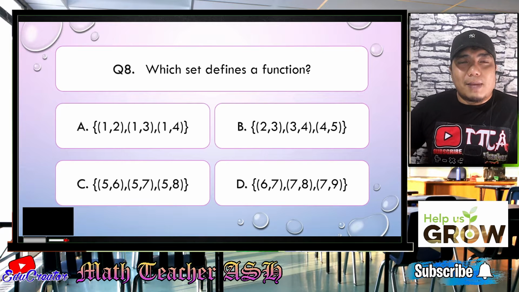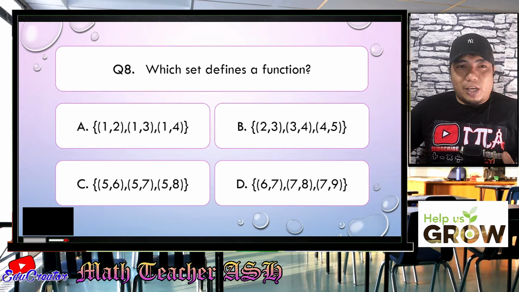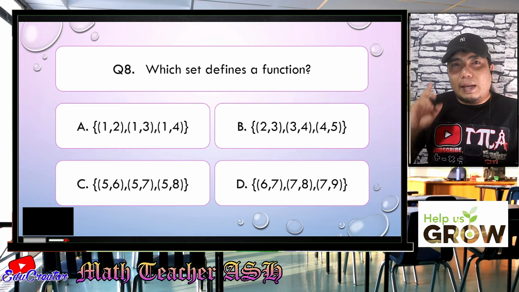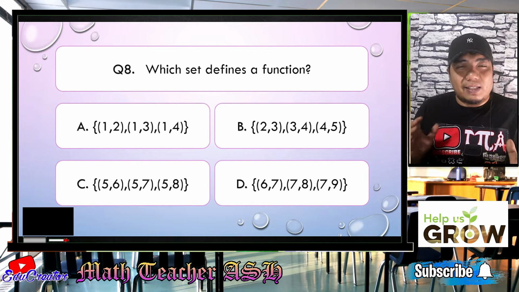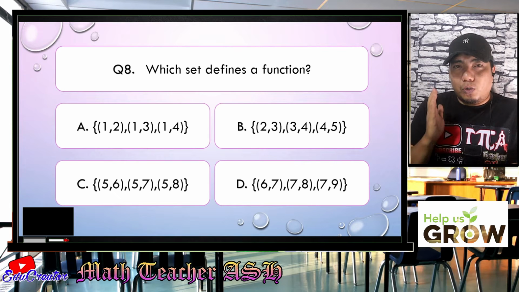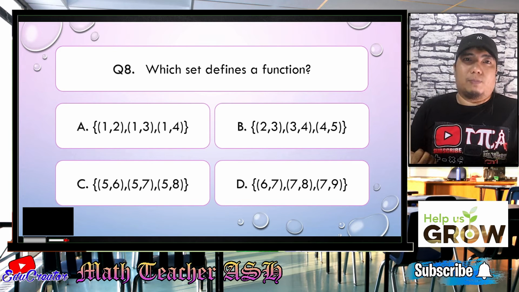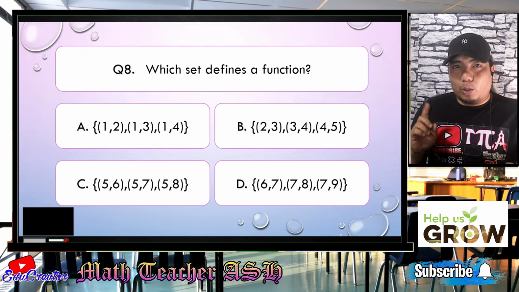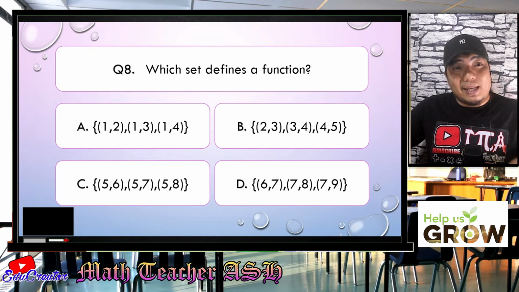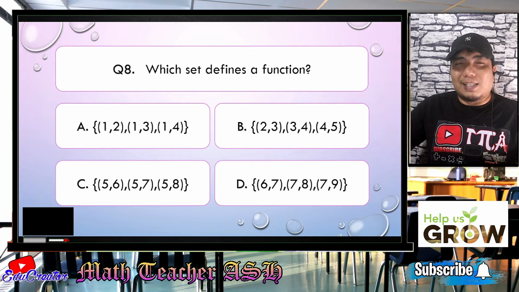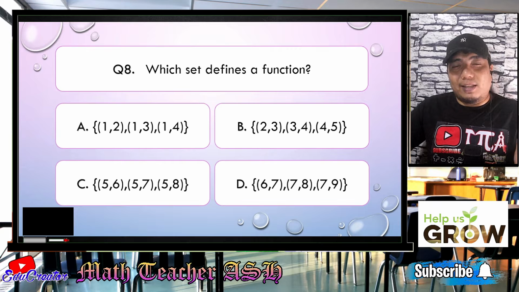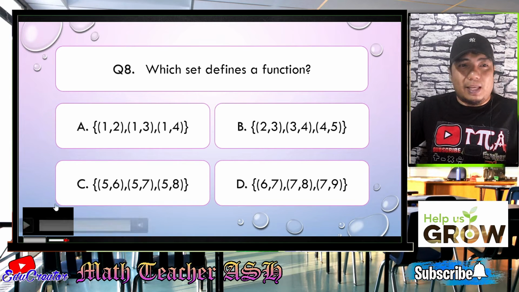Alright, my dear math learners, so the question here is, which among these given sets defines a function? Remember that in order for a given set to be a function, there should only be one-to-one correspondence or many-to-one correspondence, not one-to-many. So basically, the rule here is that the value of the x-coordinate, the abscissa, should not be repeating. So let's check.